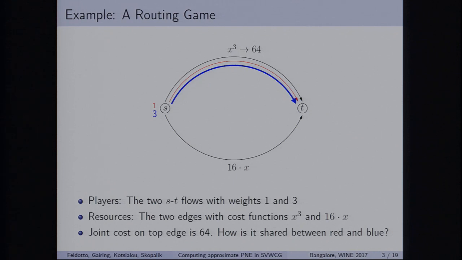and the blue, that both use the top link. The red player has a weight of 1 and the blue player has a weight of 3. So that will give a joint cost on this resource of 64, since the cost function is x cubed. So the question now here is how we will share this joint cost of 64 between these two players.